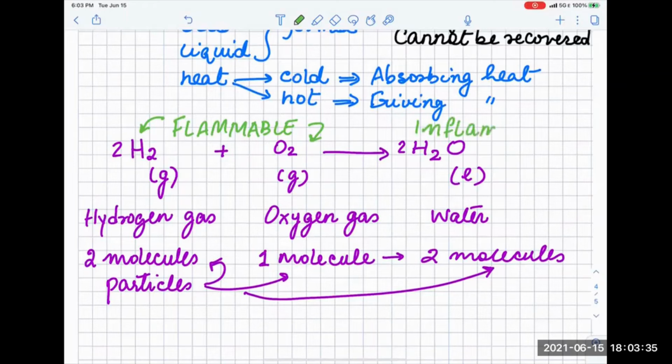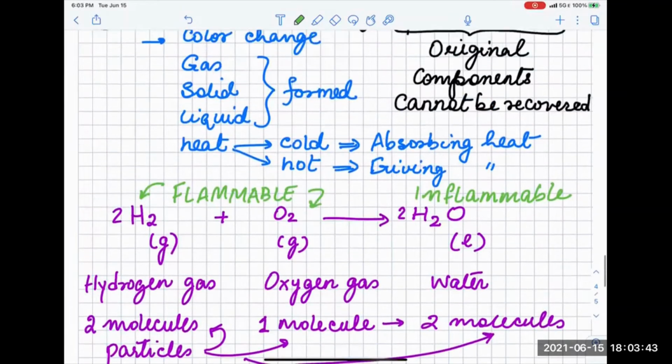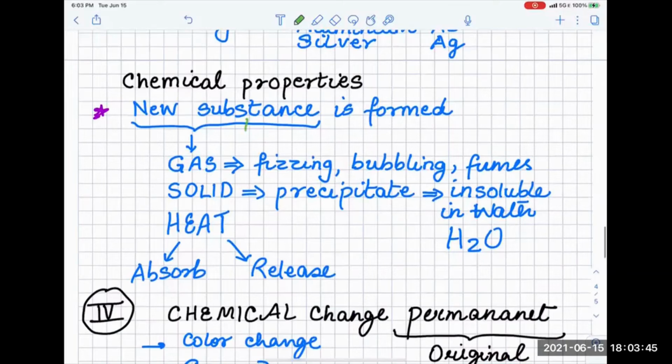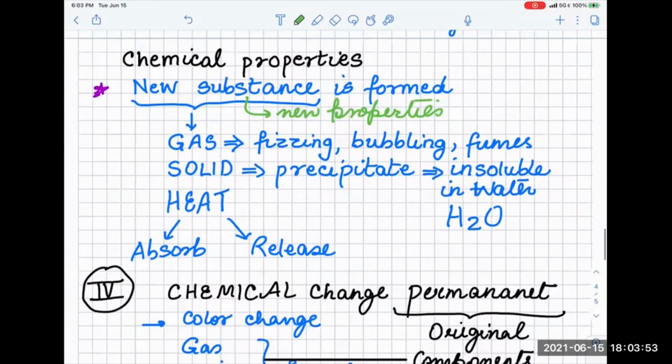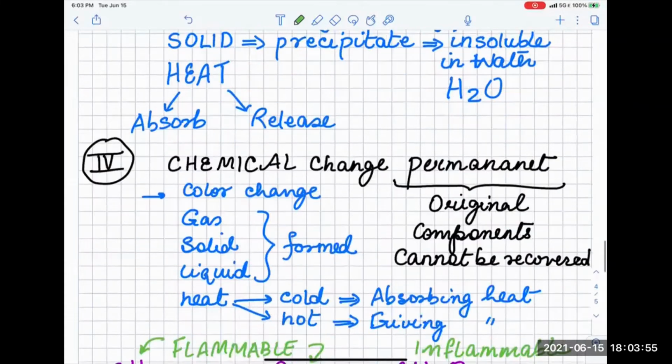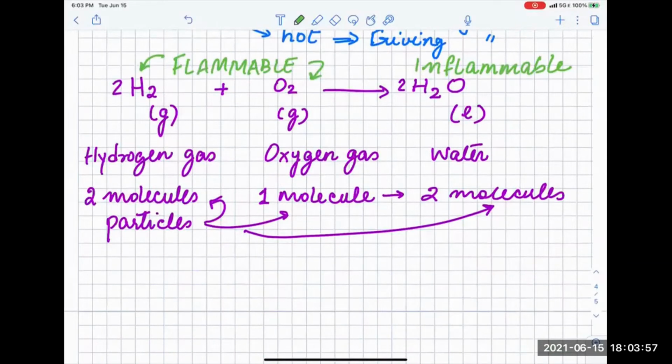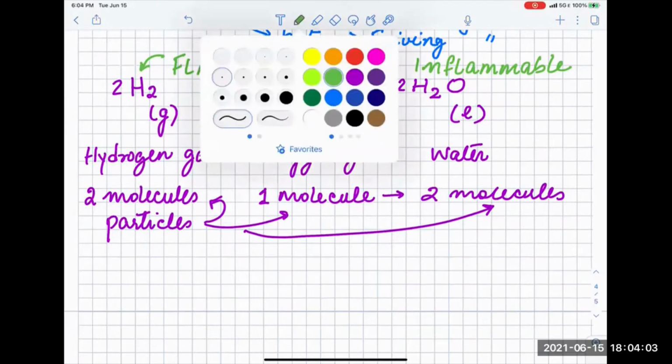So you see, whenever a new substance is formed, it will always have new properties. When we say a new substance is formed, that means the new substance will have new properties, not the same as the initial components of what it was made up of. So here you have the water forming, which is used in dousing the fire. So this is the story with the chemical reactions.